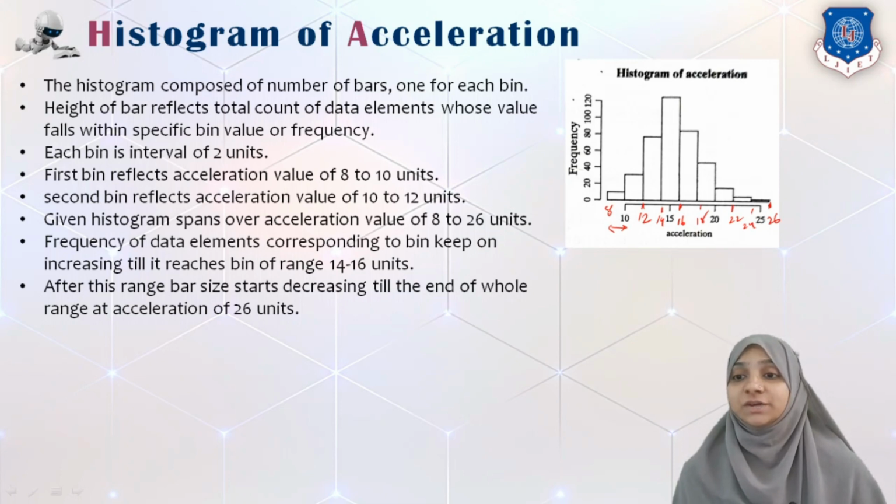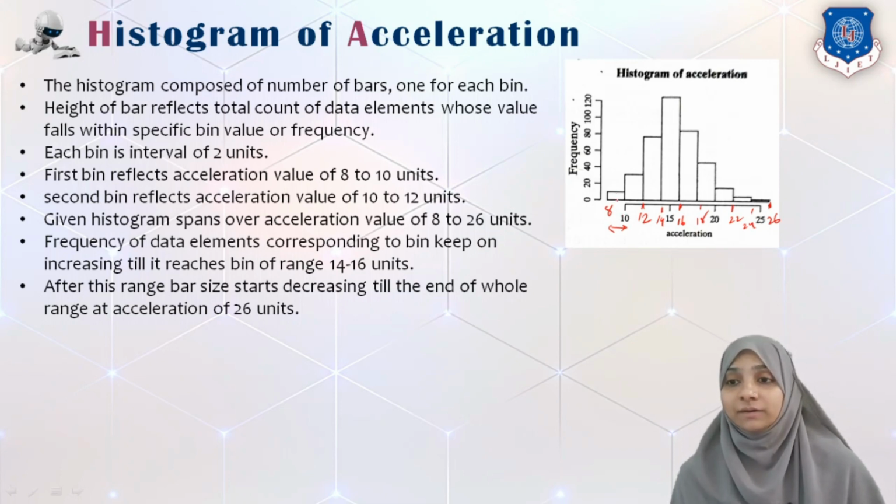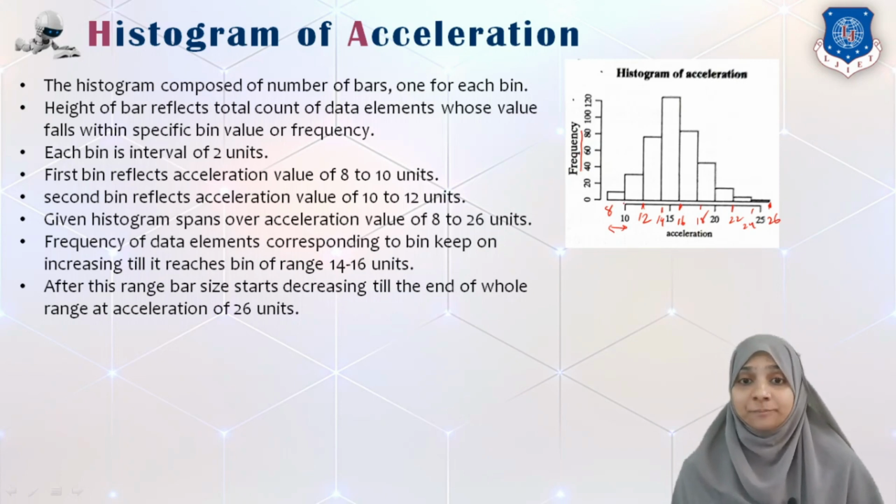Okay, so for acceleration from 8 to 10, the number of samples will be counted here. And acceleration samples from 10 to 12 will be counted in this bin and so on. And on the y axis we have a set of frequencies. Frequency will give me the number of count, how many samples fit inside this particular bin.